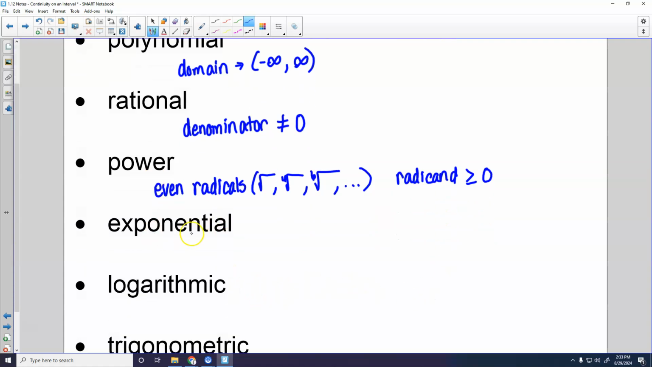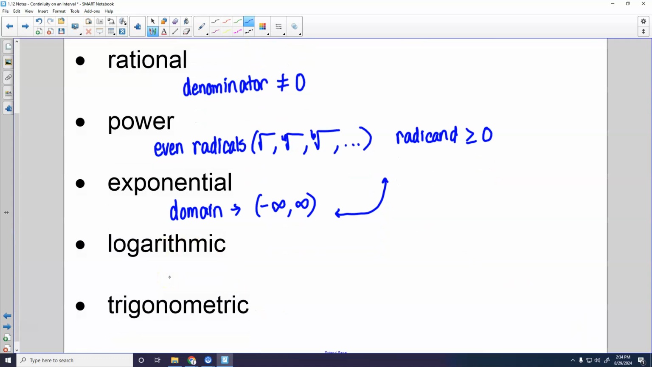For exponentials, your domain for those is always negative infinity to infinity. So exponentials do not have any discontinuity. Sometimes they look like they do, because when you graph an exponential, it starts off growing really slowly and then it shoots up really fast. So sometimes it looks like it's got a vertical asymptote because it's going up so quickly, but it does not. It continues to increase forever.